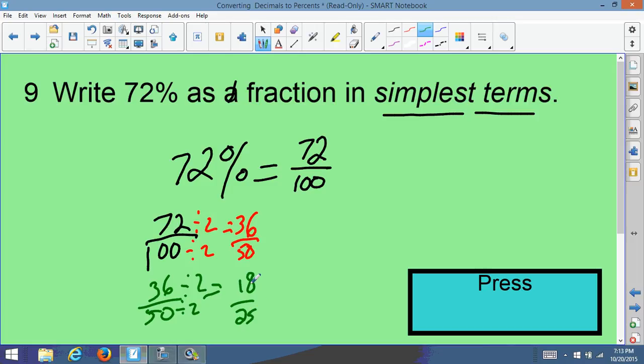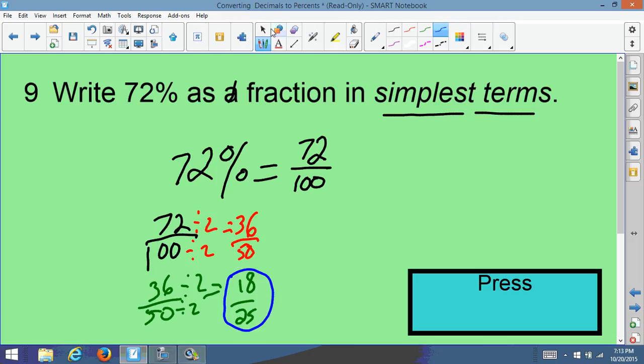Now I'm looking at 18, and 25 is an odd number, so can I divide by 3? 18 divides by 3, but 25 doesn't divide by 3. Can I divide by 4? No. 5, I can't divide that by 5. So I'm running out of numbers, so I think I've gotten as low as I can go. So I'm going to say my simplest form is going to be 18 over 25.